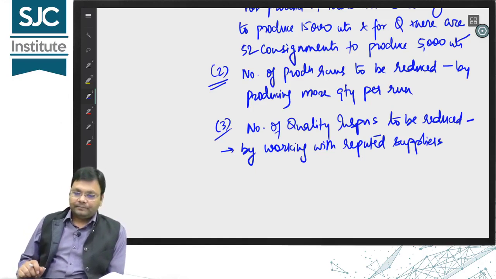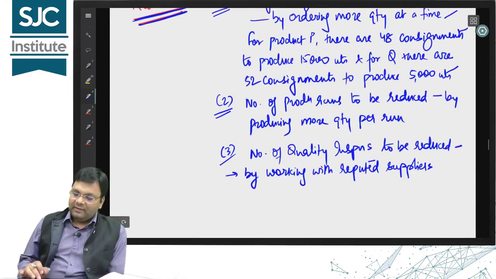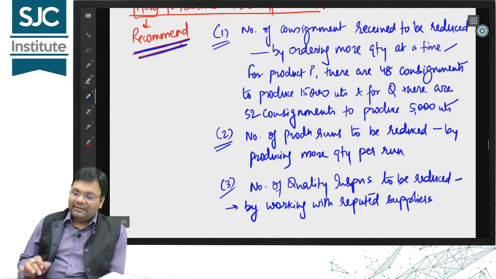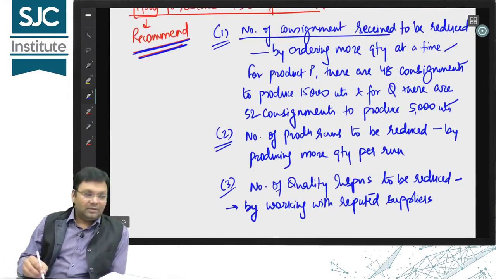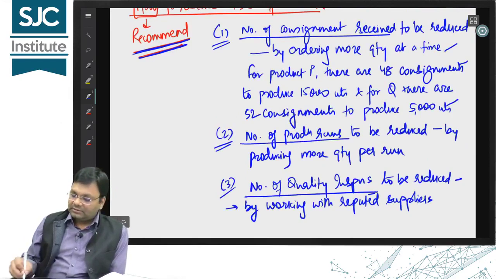We cannot say that we should not inspect at all. If you are buying good raw materials, then the dependency on inspection can be reduced. So I have given you three points. Usually, how do we write these answers? We write these answers by focusing on the different cost drivers.